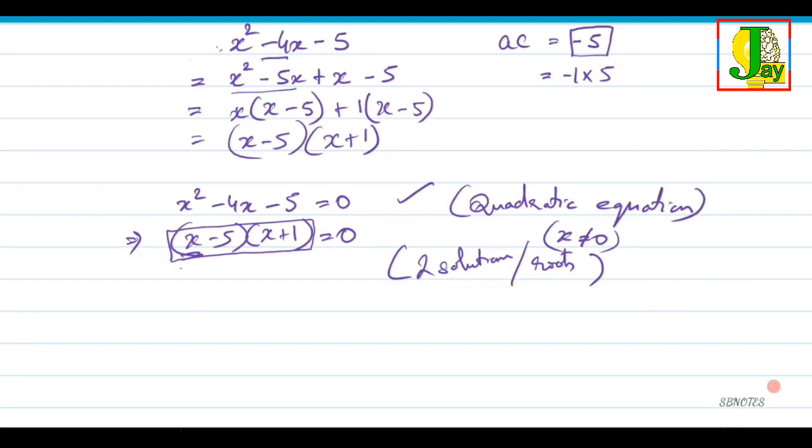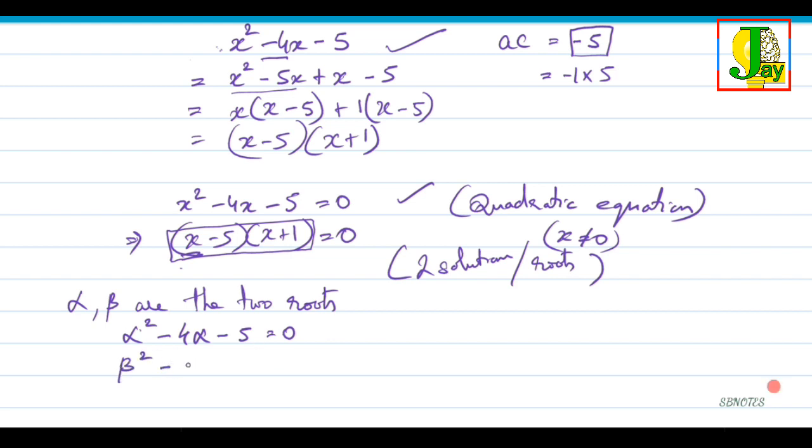Okay, let us say alpha and beta are the two roots. Now it means if you put those values in this equation, you get equals to 0. So if I take this equation, I get alpha square minus 4 alpha minus 5. If you put those values alpha, you should get equals to 0. And similarly, if you put beta also, you get 0.